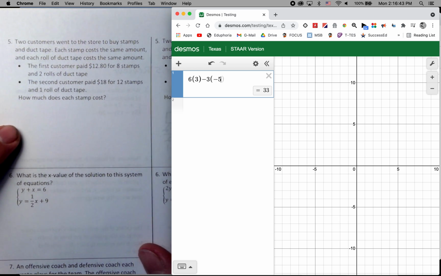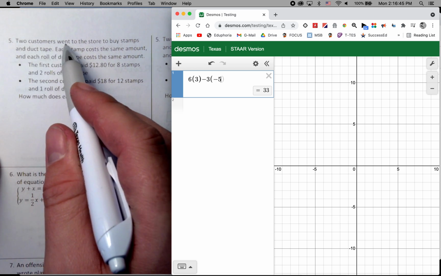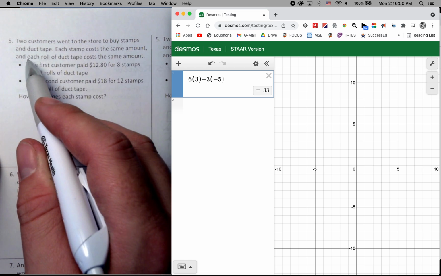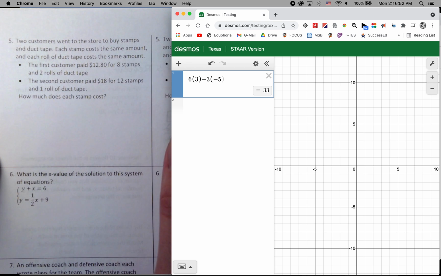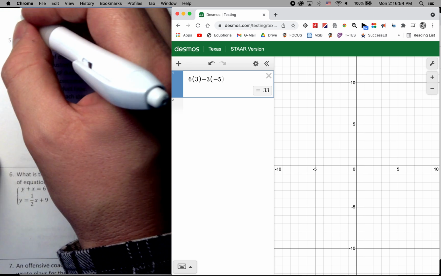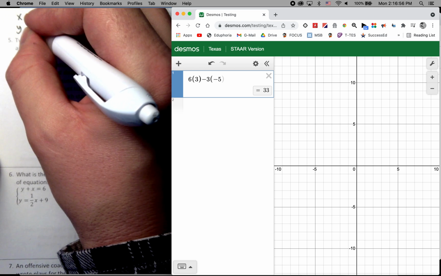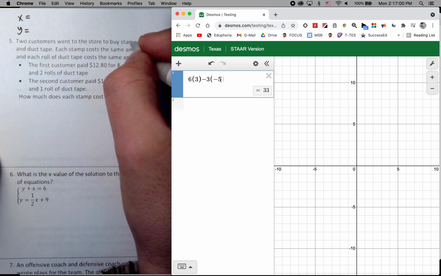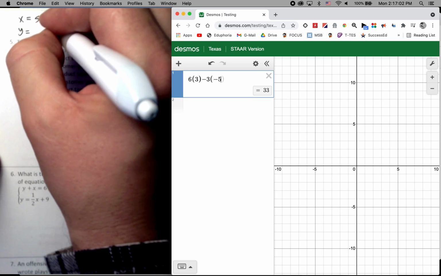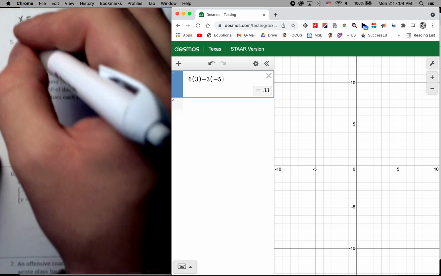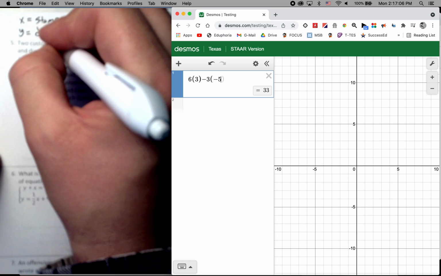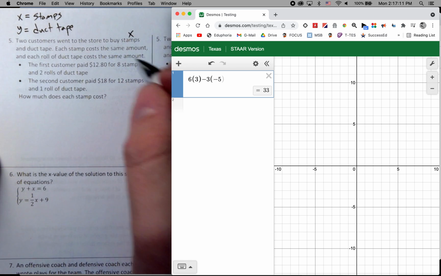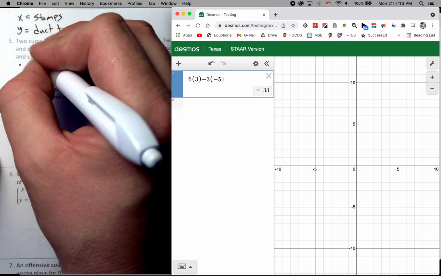All right. Number 5. It says 2 customers went to a store to buy stamps and duct tape. Each stamp costs the same amount, and each roll of duct tape costs the same amount. Okay, so what am I comparing? I have X and I have Y. I'm going to assign my X to be my stamps. I'm going to assign my Y to be duct tape. Now every time I see stamps, I'm going to put an X. Every time I see duct tape, I'll put a Y.